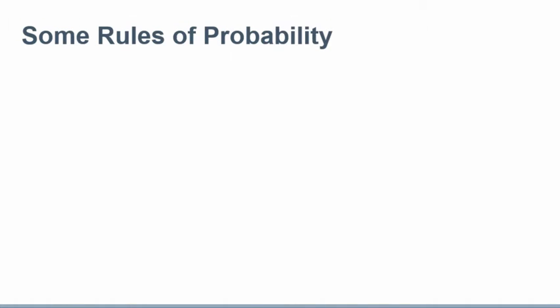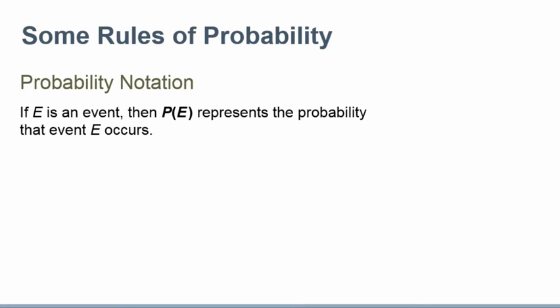Some rules of probability. Probability notation. If E is an event, then P(E) represents the probability that event E occurs. It is read "the probability of E."